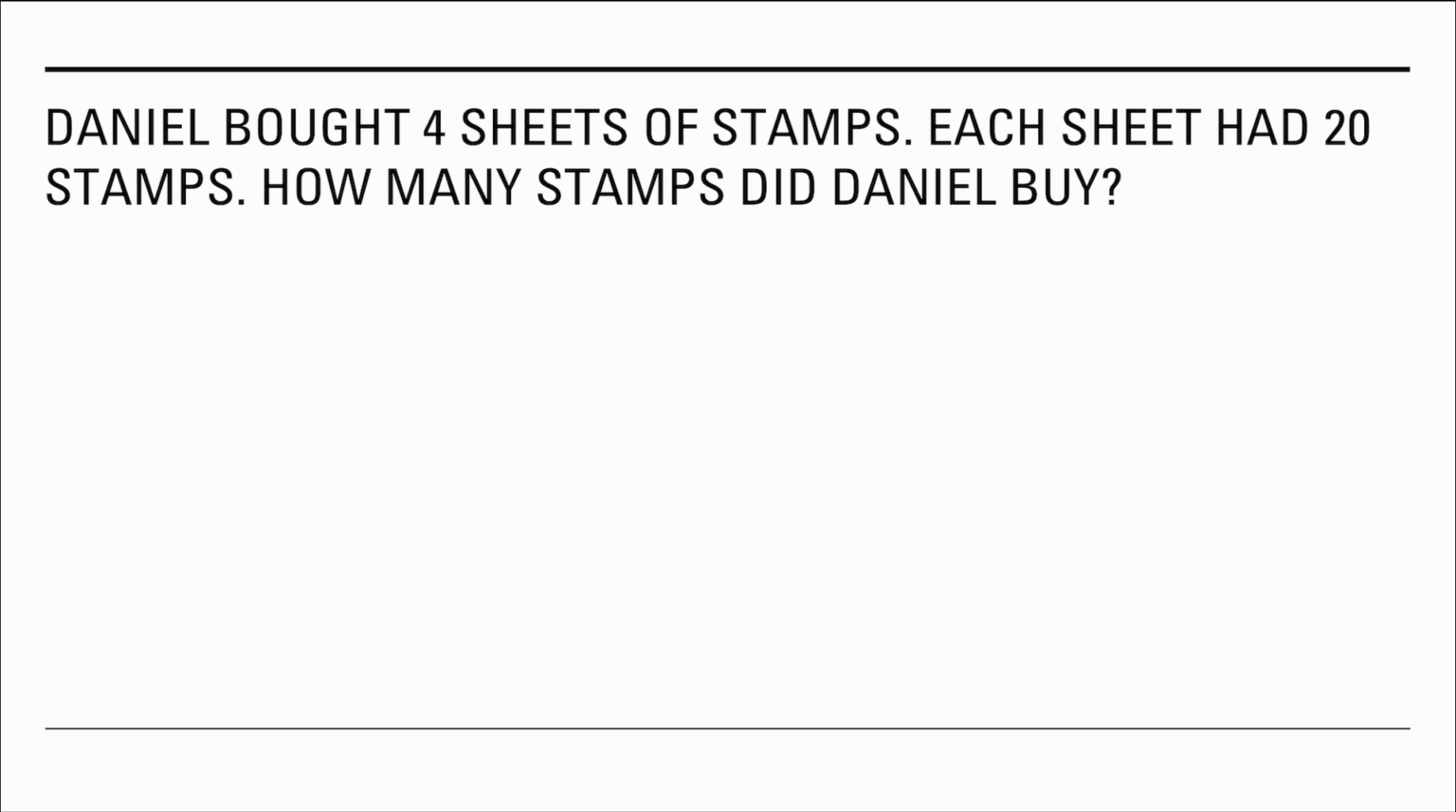So each sheet had 20 stamps. So there's that 20. And then we had 4 of those sheets. And so we just need to do some simple multiplication here. It's a very simple problem. And what we end up with is 80. And so finally, the last section we have to do is actually write the worded answer. And so we would write something like: Daniel had 80 stamps.